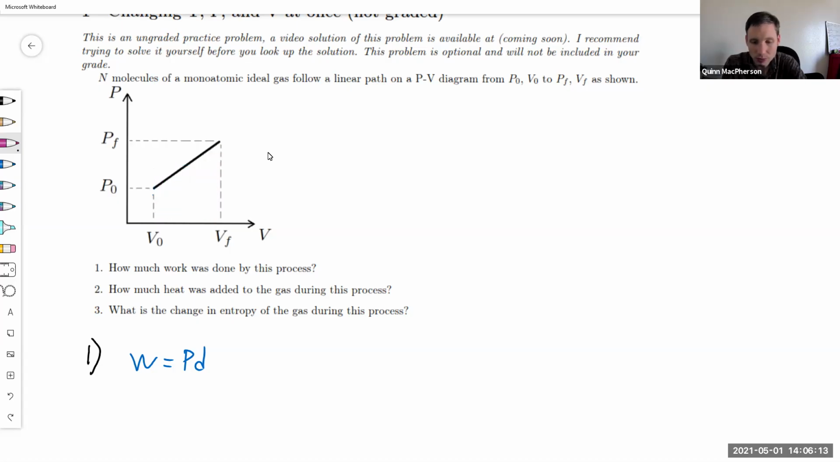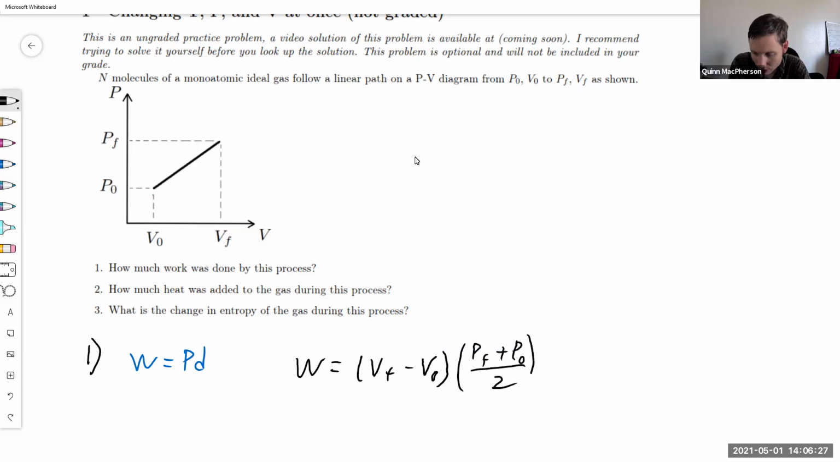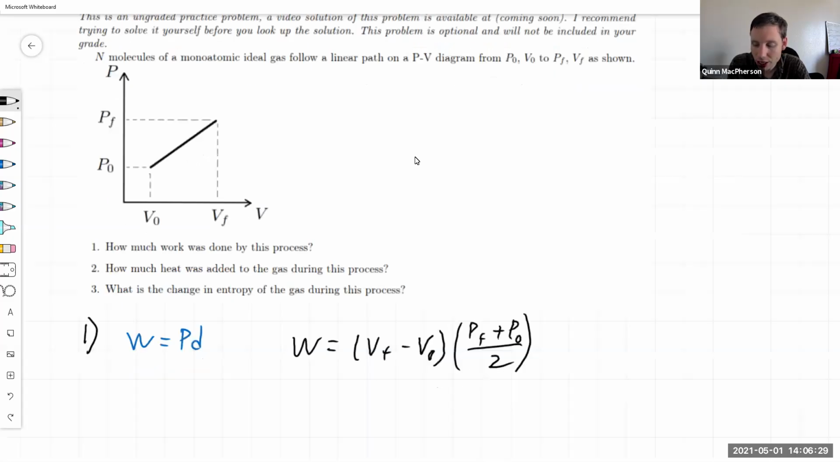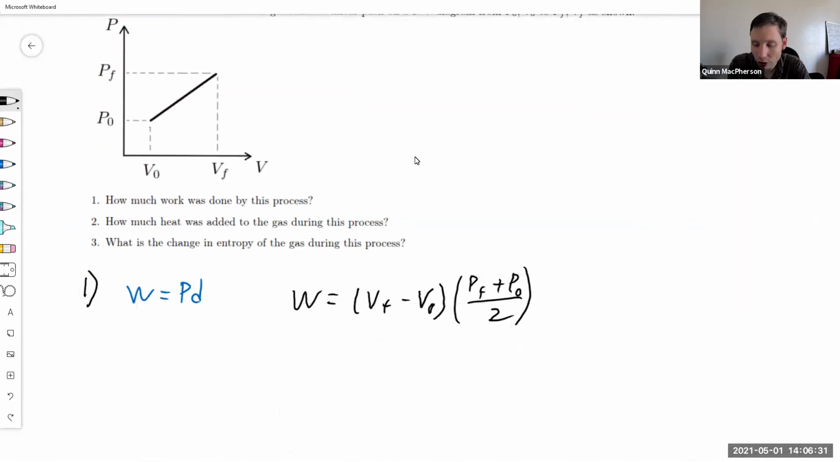Okay, so we can just write that down. Work is equal to the change in volume, V final minus V initial, times P final plus P initial over 2. So that's the change in volume times the average pressure, which is the work for that particular process. All right, now let's talk about how much heat was added to the gas during this process.